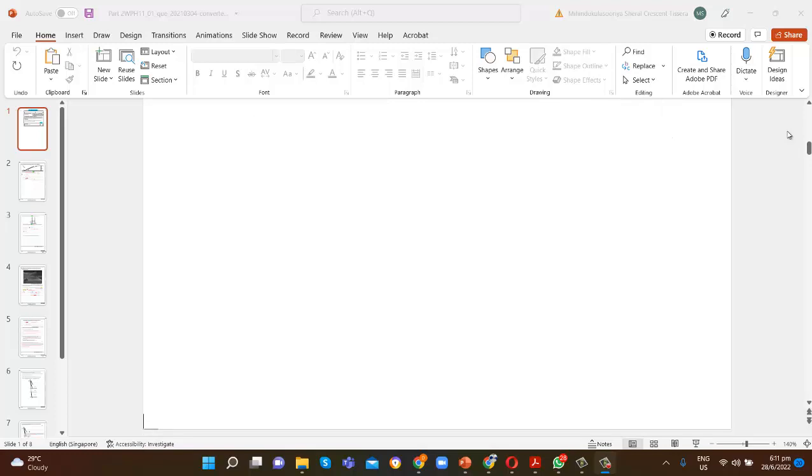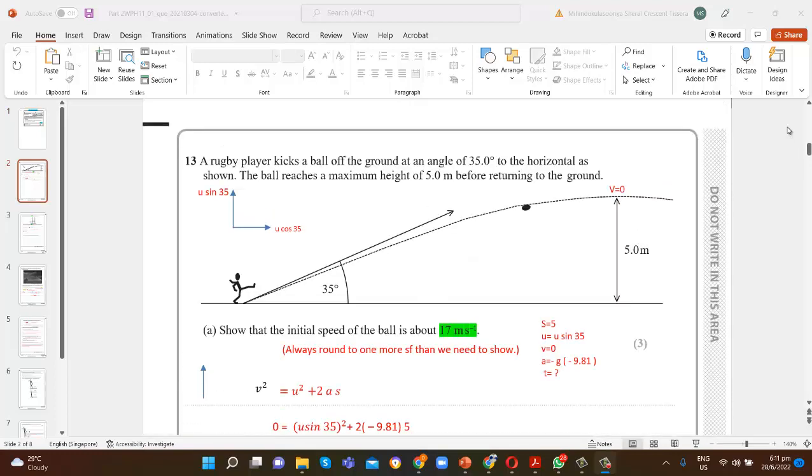Shall we start from the 13th question? A rugby player kicks a ball off the ground at an angle of 35.0 degrees to the horizontal as shown. The ball reaches a maximum height of 5 meters before returning to the ground. Now they are asking you to show that the initial speed of the ball is about 17 meters per second. So we have to show 17 meters per second.